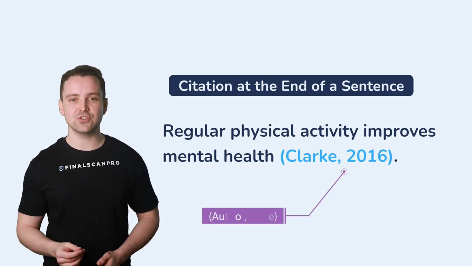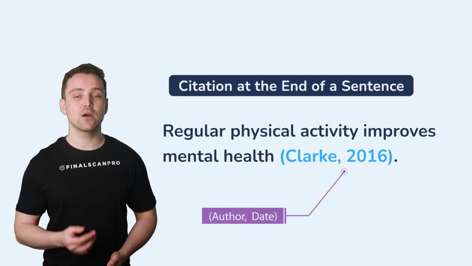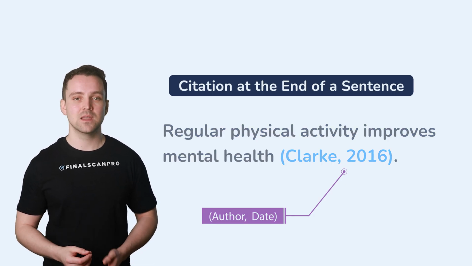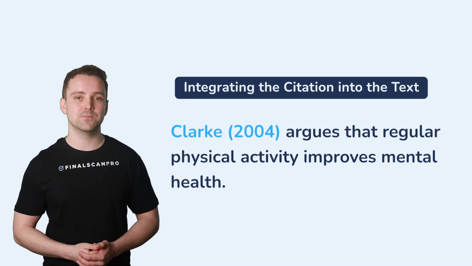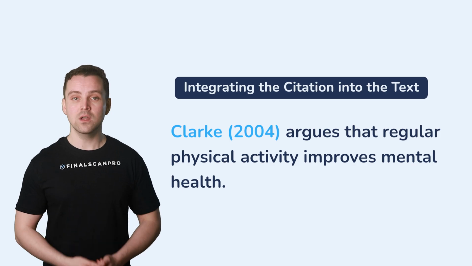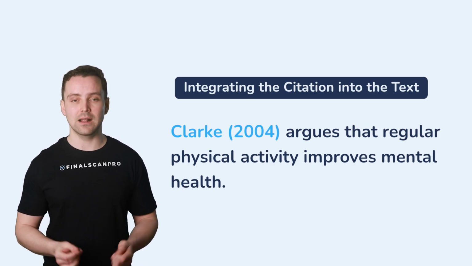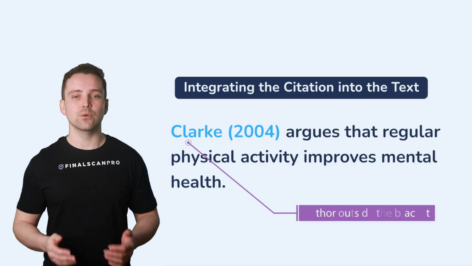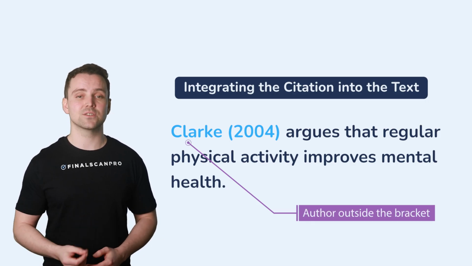If you place the citation at the end of the sentence, simply include the author's surname and the year of publication in brackets. Another option is to integrate the citation directly into the sentence. For example, you could say, Clark, 2004, argues that regular physical activity improves mental health. In this case, the author's name appears outside the brackets, while the year stays inside.